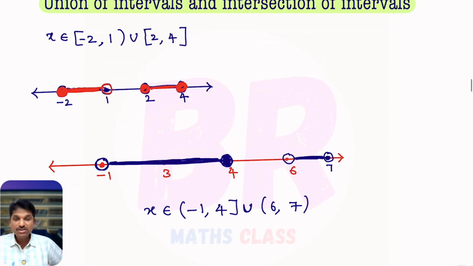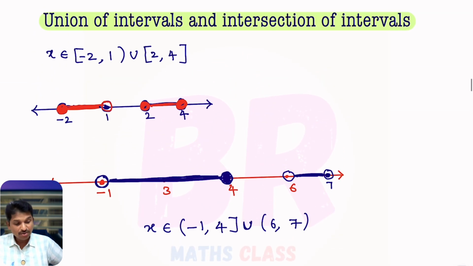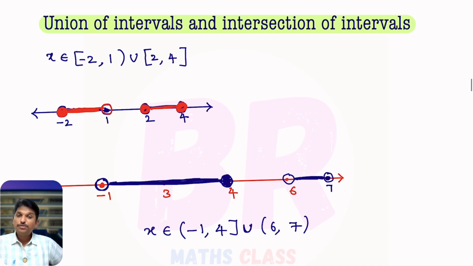When it comes to union, it won't be like this. Union means x value can be here, x value can be here, or x value can be in both. Okay. I hope you understand about union of intervals and intersection of intervals. You will learn this more clearly in the sets chapter. Do not worry in case you didn't understand clearly.